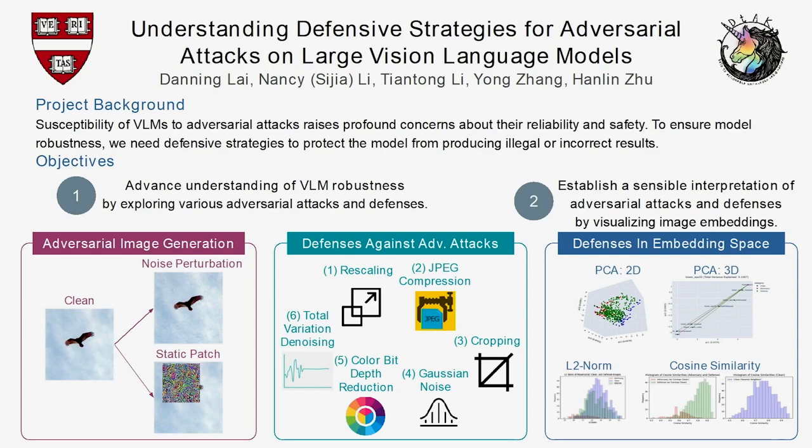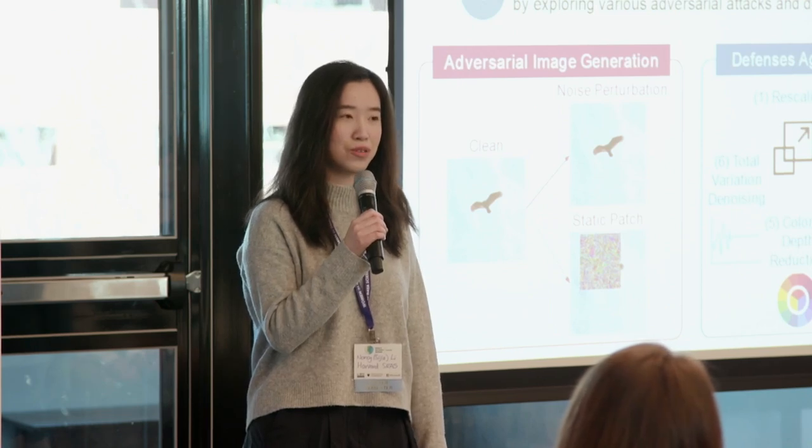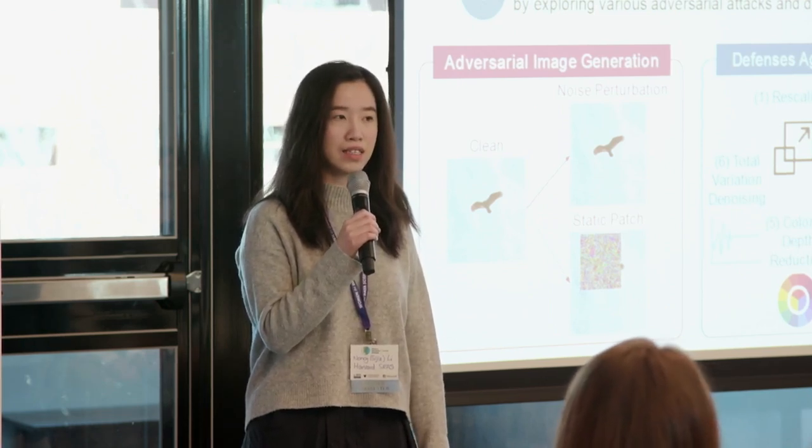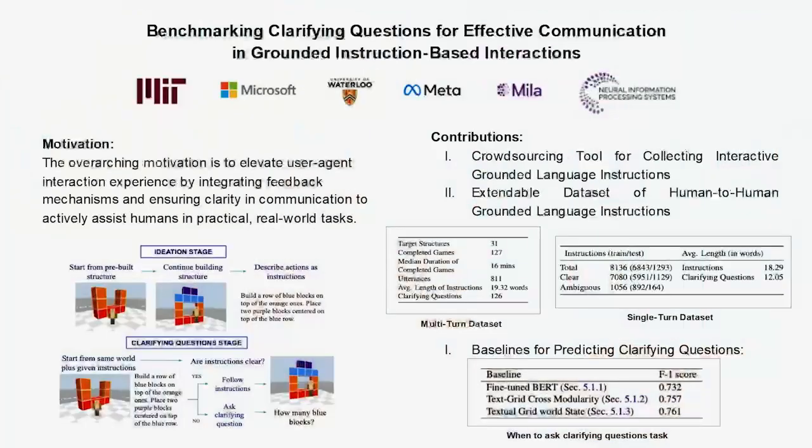So in this work, we advance our understanding of VLM robustness, and we also interpret the defenses and adversarial attacks on VLMs through image embeddings. We generated 62 adversaries, and we also applied 6 defense mechanisms on all of these images. We also visualized the embeddings of the images for clean, adversarial and defense images. Join us today to enhance VLM robustness, and thank you very much, and we look forward to seeing you during the poster session.